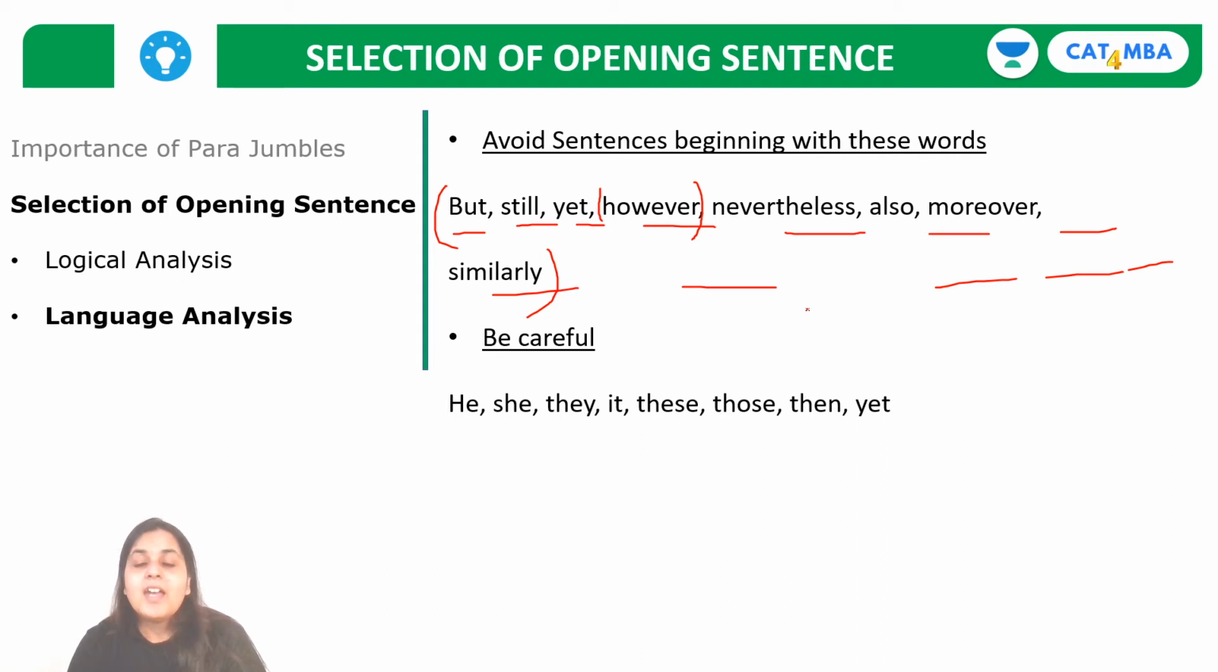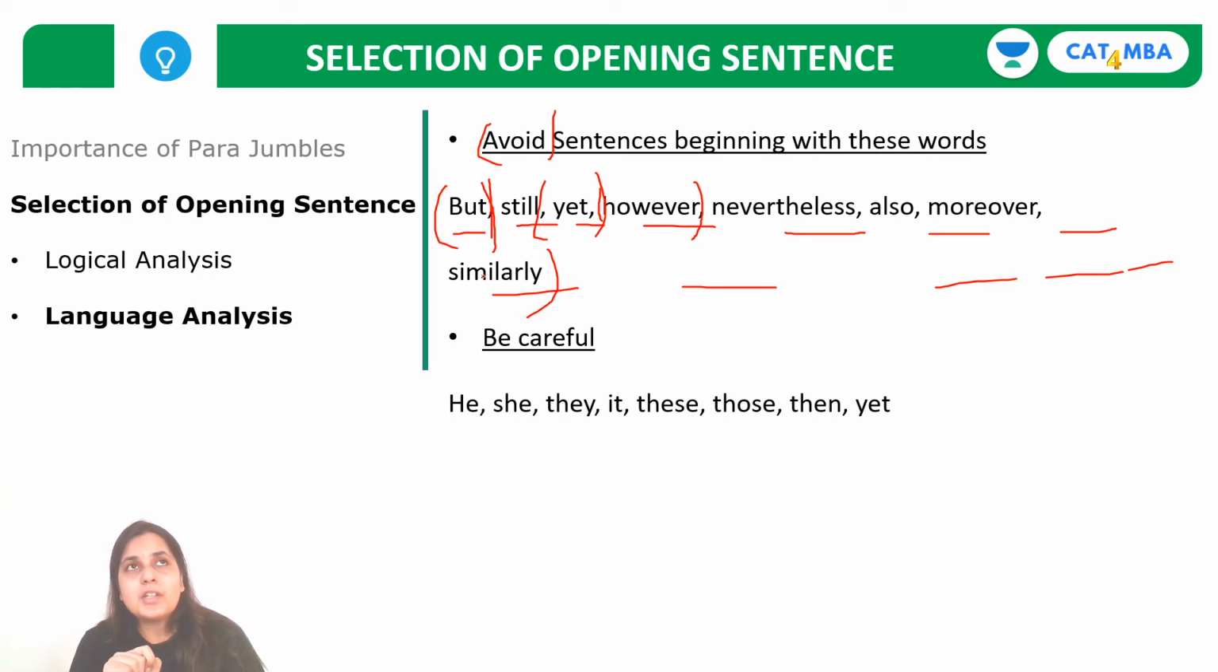but having said that, exceptions are always there. That's why I've said avoid sentences. I've not said they will definitely not be there. As far as possible, avoid them. But yes, there are going to be exceptions. Exceptions aa chuke hai, jahan yet se bhi shuru hota hai, but se bhi shuru hota hai. Now, I will bring those questions to you guys. There are certain things that we have to remember in those cases, that how can these exceptions also happen? But first understand the rule, then we'll come to the exception. So generally avoid sentences which begin with these words, because these are connectors.